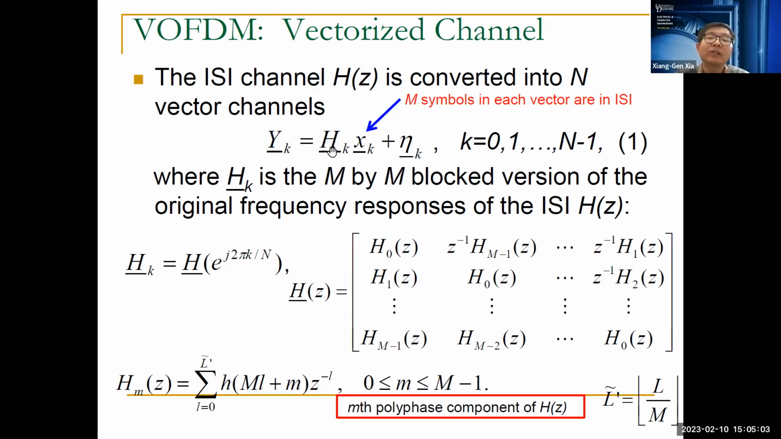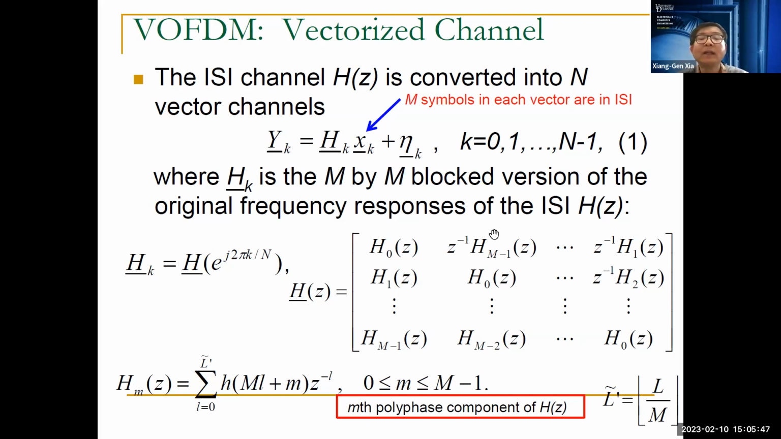And this vectorized channel is evaluated as the DFT at k of the vectorized polyphase matrix of the original channel. The original channel is H of Z, and H of Z is vectorized equivalently to this M by M vectorized channel, and each component here is called the Mth polyphase component. You just pick up the sub-channels in the time domain, evenly splitting the time domain into capital M polyphase subsequences. It's called the Mth polyphase component of H of Z.